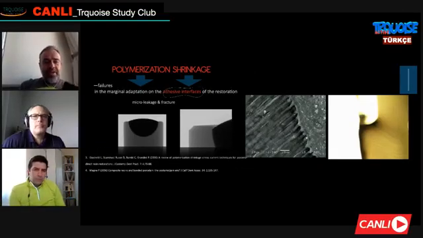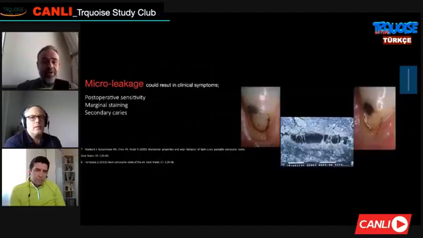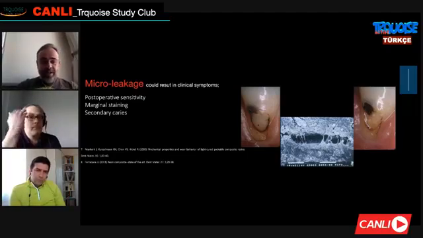So failure because of the polymerization shrinkage may result in some problems. In the marginal adaptation of the adhesive interfaces of the restoration, there could be microleakage or a fracture. And clinically, this microleakage problem could arise as post-operative sensitivity, marginal staining, or secondary caries. And we are all familiar with these terms.